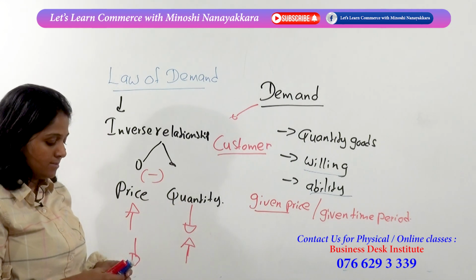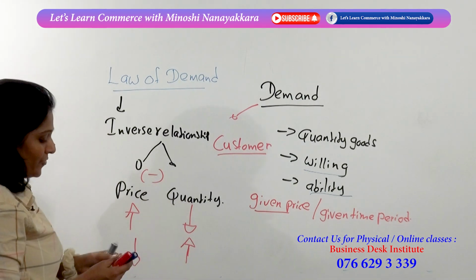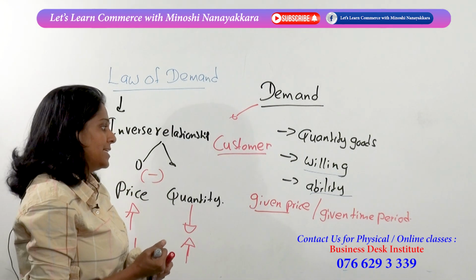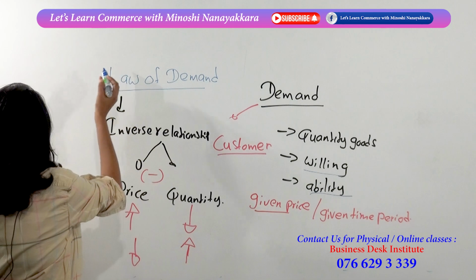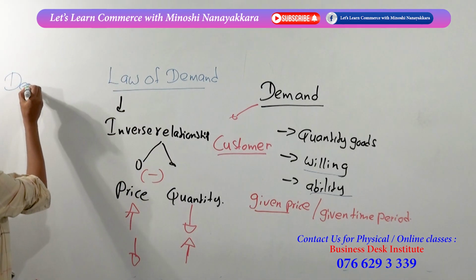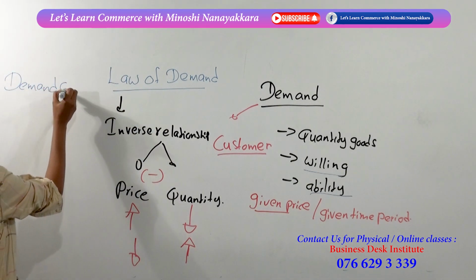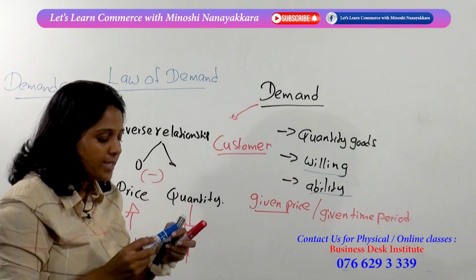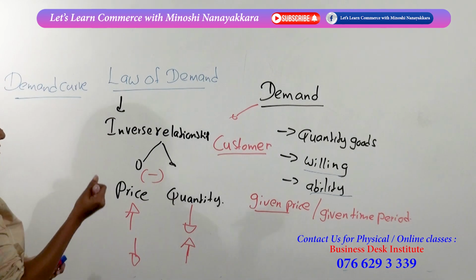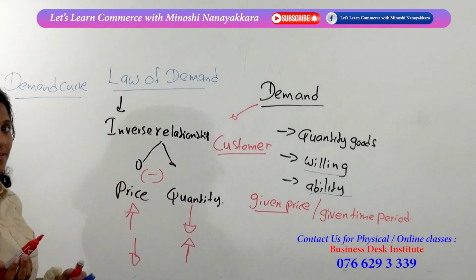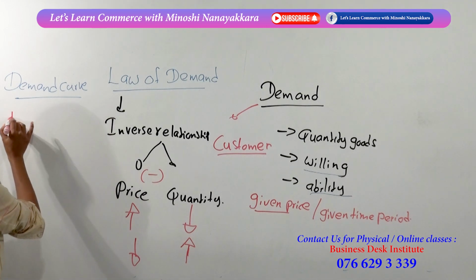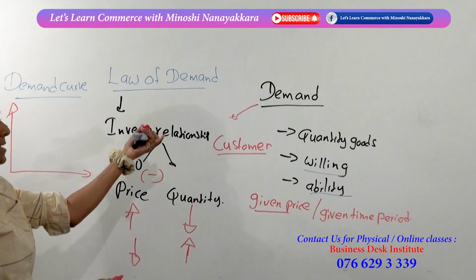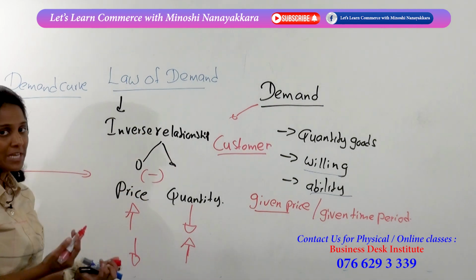Right, then the next thing after the law of demand that we should know is the demand curve. That is again something very important for us to know. That is called the demand curve. Now I explained to you about this law of demand, so when you are drawing this demand curve, you always have to keep this inverse relationship in your mind, right? Because that's how it shows here. So this is the graphical representation of the relationship between price and quantity.